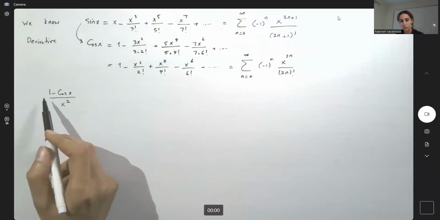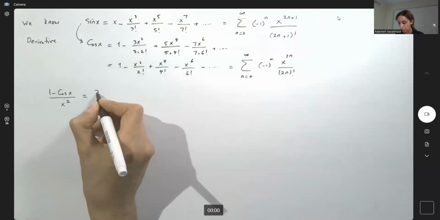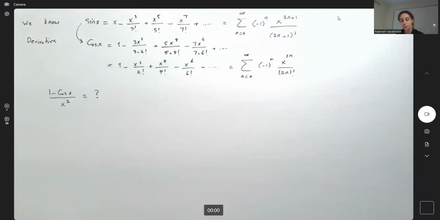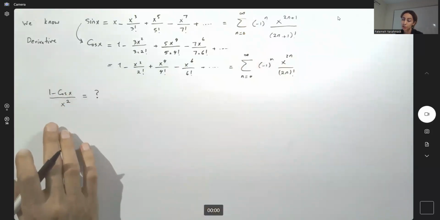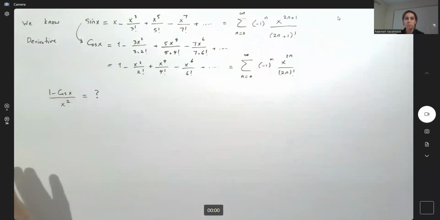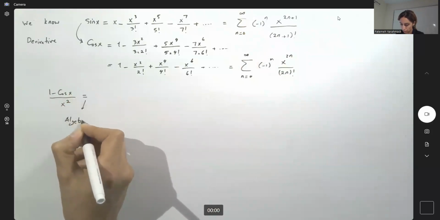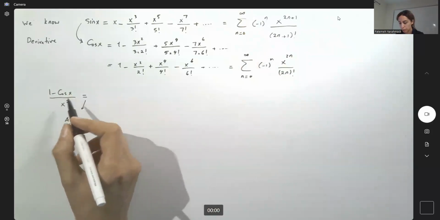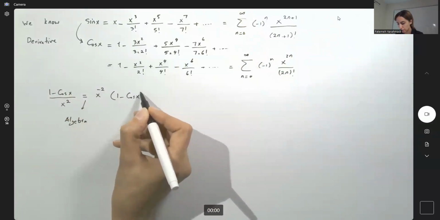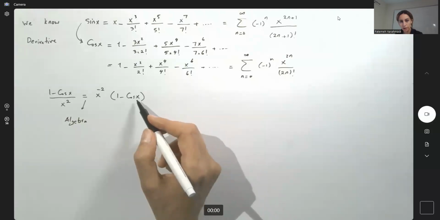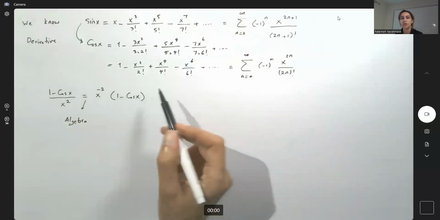Now the question says, suppose you have 1 minus cosine x divided by x squared. What is the power series representation here? How can I use these to rewrite the power series for this function? What I'm going to do is just basic algebra. You have x squared in the denominator, so you can write it as x to the power negative 2, open parenthesis, 1 minus cosine x. Well, these are the terms for cosine x, and this is the power series representation for cosine x.